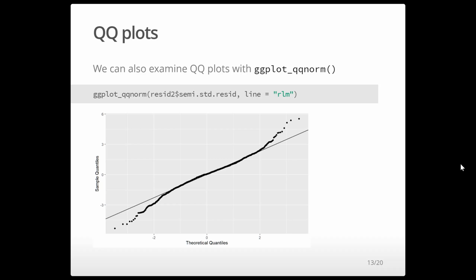And finally, we can do our regular normality checks with things like QQ plots. So we can use this ggplot QQ norm, which gives us a QQ plot. This line equals RLM gives us the line, and we see we actually do have some possible normality issues with this data. It does look like the residuals are not fully normally distributed, particularly in the tails.